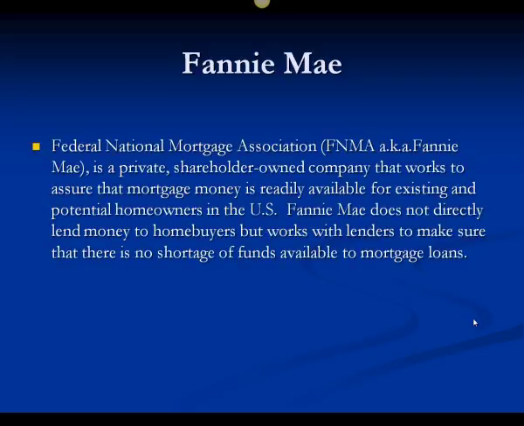Fannie Mae, the Federal National Mortgage Association. It's a private agency that insures the money that mortgage companies make. So if you make a loan that conforms, they'll insure the loan, and that's why you get better interest rates. One thing to keep in mind, Fannie Mae does not actually make loans. What they do is they work with lenders and make sure there's no shortage of funds available for mortgage loans.